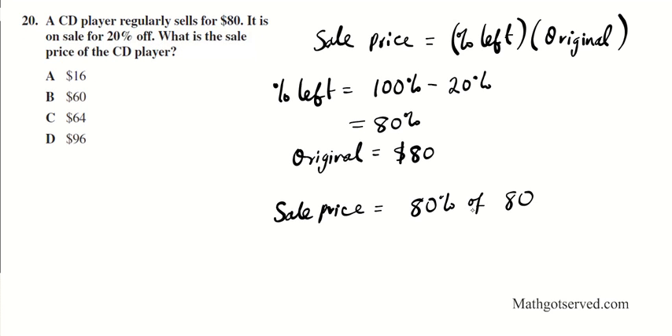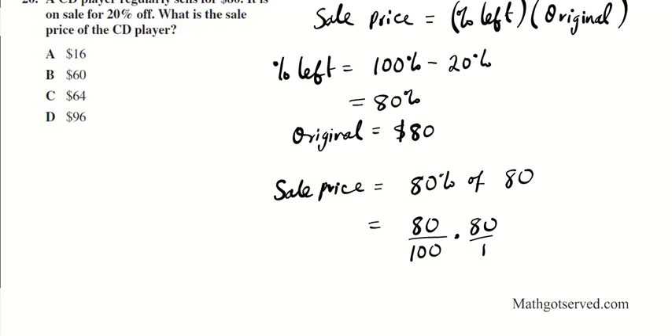Okay, so this is word form. How do we write this in mathematical form? 80% is simply 80 divided by 100. So percent is like per 100. Okay, of is multiplied by 80 over 1. All right, so we can simplify these by crossing out zeros. Divide by 10 means you're crossing out zeros. 100 divided by 10 is 10. 80 divided by 10 is 8. And then 10 divided by 10 is 1. And then this divided by 10 is 8. Then you multiply the top and the bottom across, and you just have 64 over 1, which is just 64. So $64 is your sale price. So the answer to this is C.